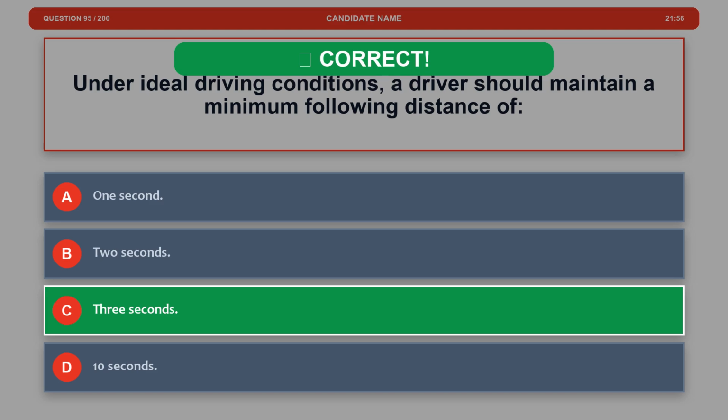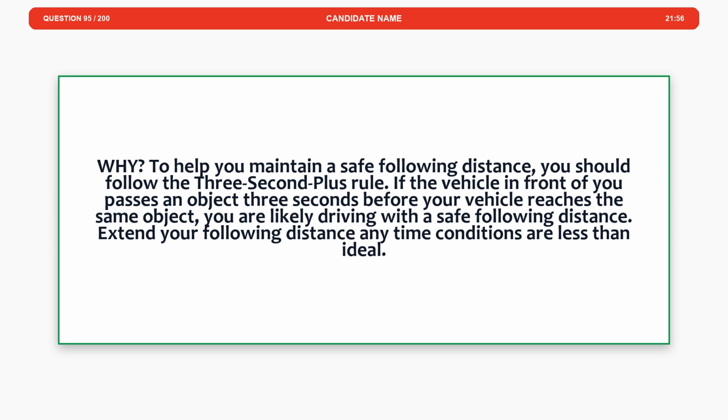The correct answer is option C, 3 seconds. Explanation. To help you maintain a safe following distance, you should follow the 3-second plus rule. If the vehicle in front of you passes an object 3 seconds before your vehicle reaches the same object, you are likely driving with a safe following distance. Extend your following distance anytime conditions are less than ideal.